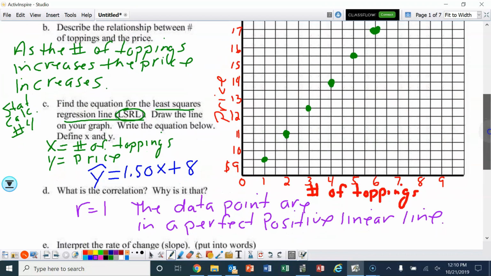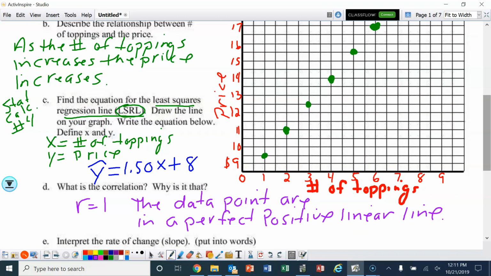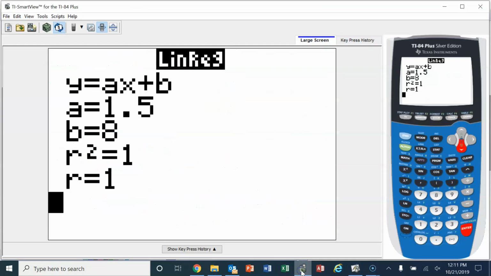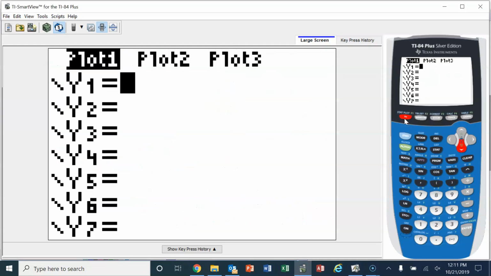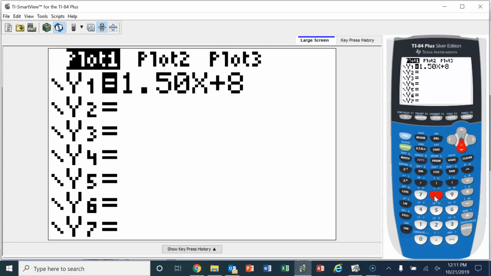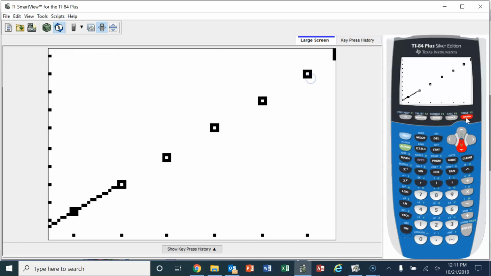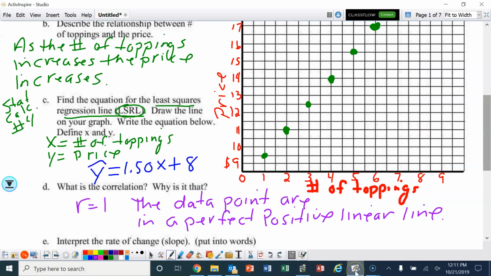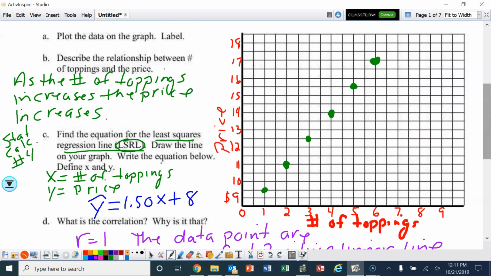All right, I'm going to type that into my calculator. So I'm going to go to my Y equals and put in $1.50x plus 8. And I'm going to hit graph and the line should go through those dots, and it does. And I'm going to draw that on my graph.